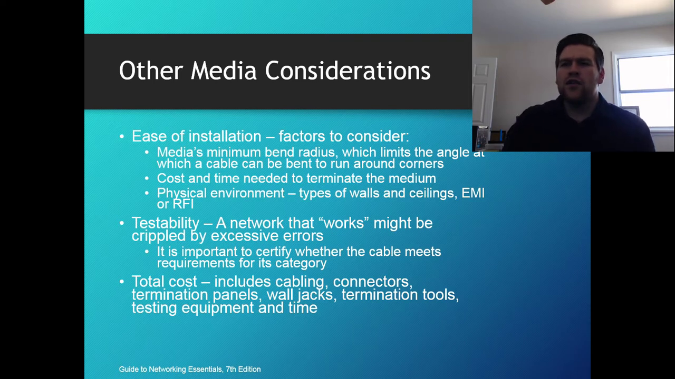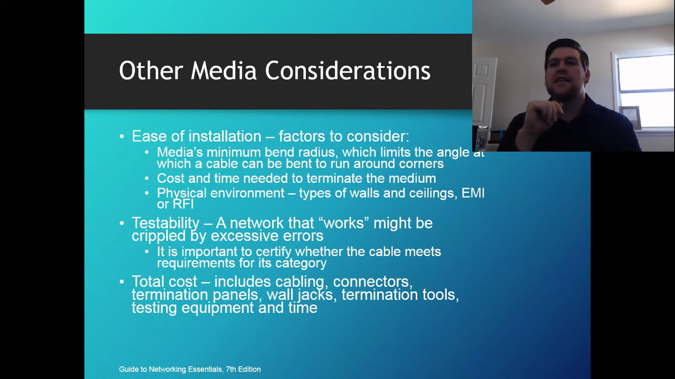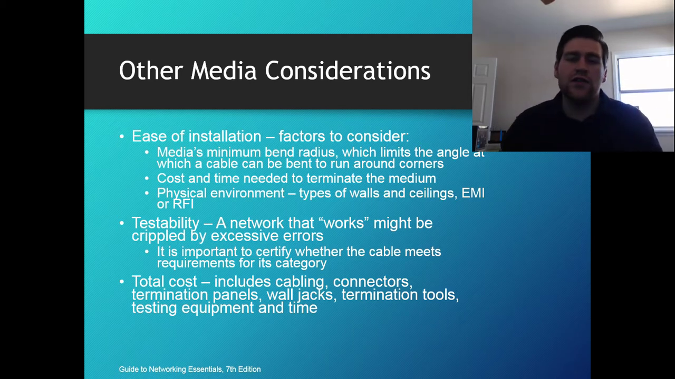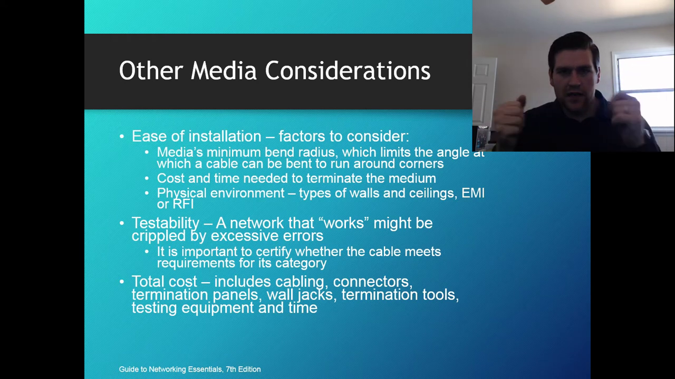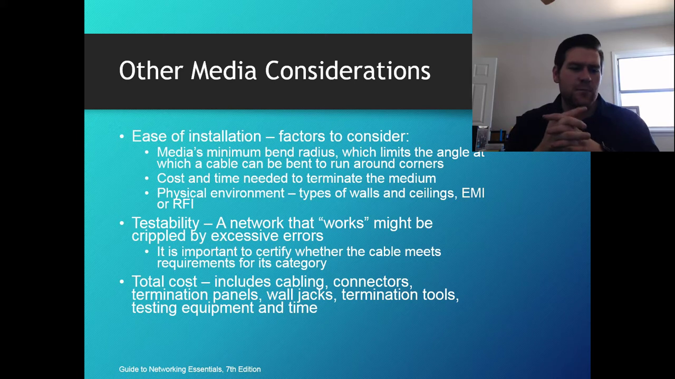I think you can look all that up, and in fact, I believe these slides do say what the specifics are on that. But the cost and time needed to terminate the medium. So terminations are especially difficult with fiber optic media, and it costs a lot for all the equipment. It's about $100 for all the equipment that you need to terminate twisted pair, whether it's unshielded or shielded twisted pair, and it's another, I don't know, $20 to get a kit to do coaxial cabling. So keep in mind the cost of equipment to actually do the terminations.